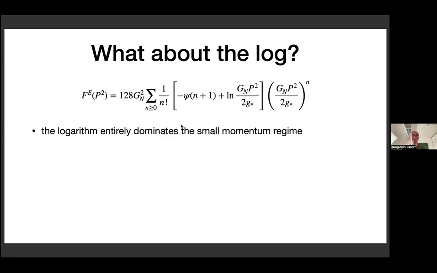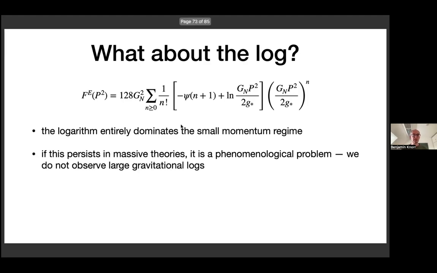And this is not what we see phenomenologically. We do not see large quantum gravitational logarithms in standard model couplings. So if this pattern persists in massive theories, we have a problem, because this will overshadow everything, and then I'm not sure what we are doing. So we need a mechanism that contains this logarithm, for example, in the standard model, so in a massive theory. But in massless theories, I do not see an immediate way to screen this, because, well, massless theories don't have any other mass scales, right?